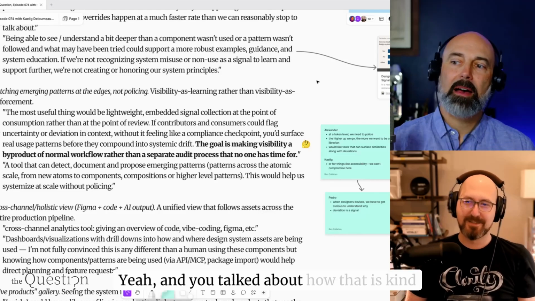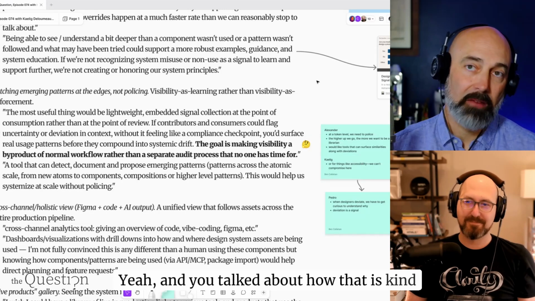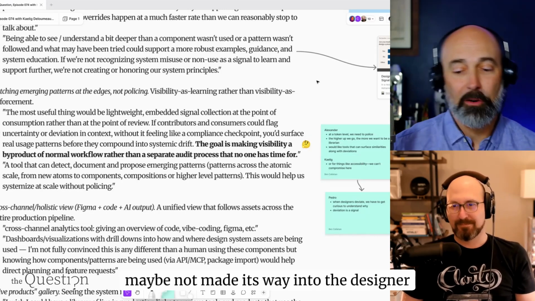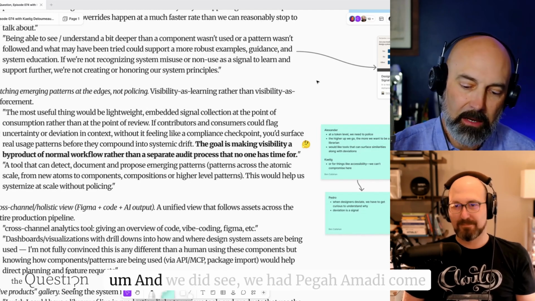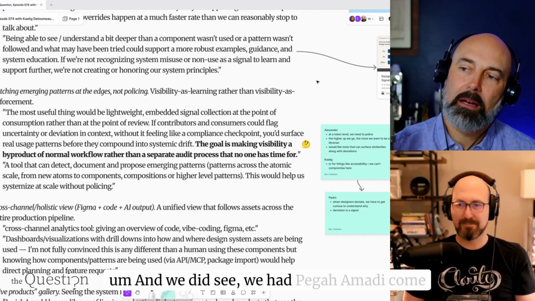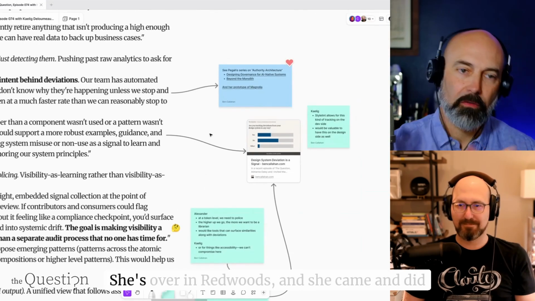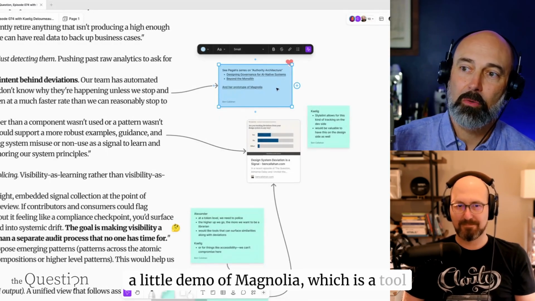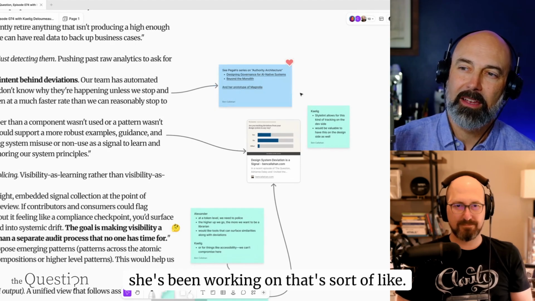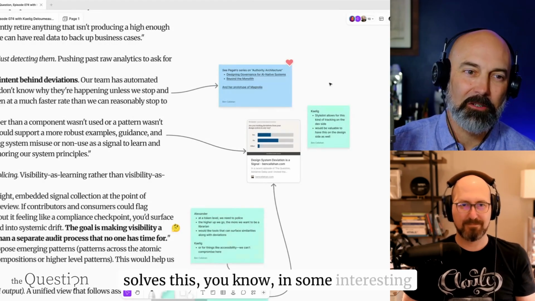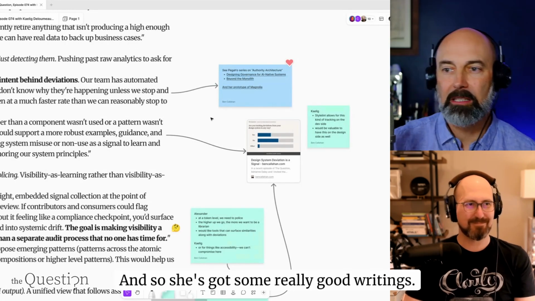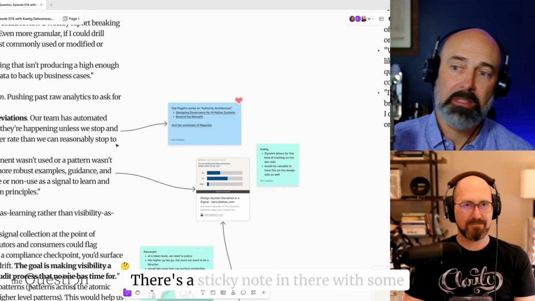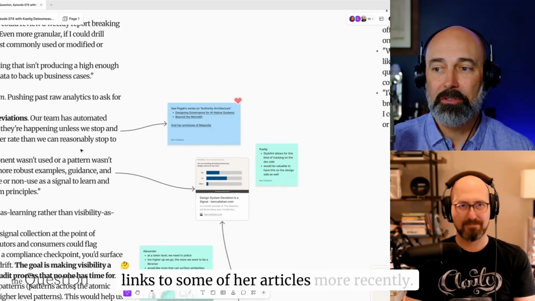Yeah. And you talked about how that is part of the developer workflow, and it's maybe not made its way into the designer workflow yet. We did see, we had Pegah Amadi come, she's over in Redwoods, and she did a little demo of Magnolia, which is a tool she's been working on that solves this in some interesting ways. She's got some really good writings. If you're listening or watching, check out the FigJam link. There's a sticky note in there with some links to some of her more recent articles.